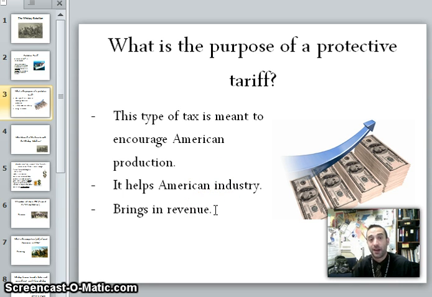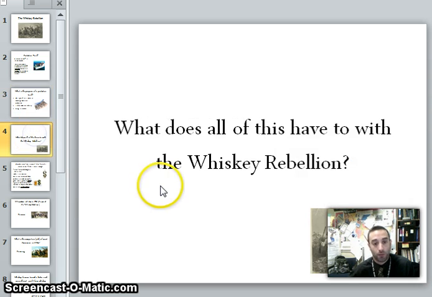So tariffs are a big part of how the federal government, in this case, and part of Alexander Hamilton's financial plans, and he is, right, the first and very successful Secretary of the Treasury. So he is bringing revenue to pay for things that the federal government needs. And we know one of those things is to pay the war debt from the American Revolution. So what does all this have to do with what we call the Whiskey Rebellion, okay?